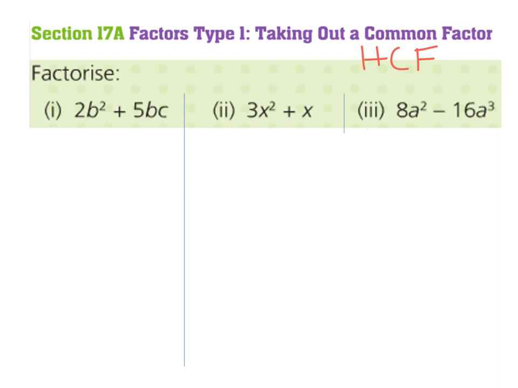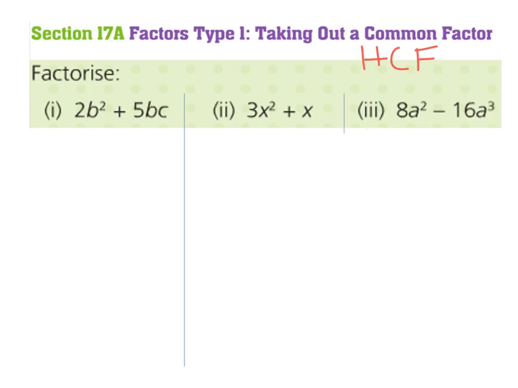There are 4 types of factorizing at junior cert level. For 3 of those, the answer will have 2 sets of brackets. And this is the only type, this HCF method, where the answer will have 1 set of brackets. So taking out a common factor is a method where you literally find a factor, whether it's a number, a letter, or both, that's common to every term.